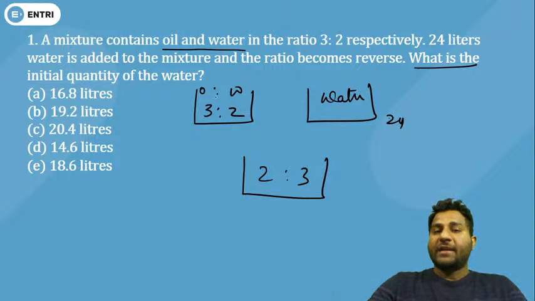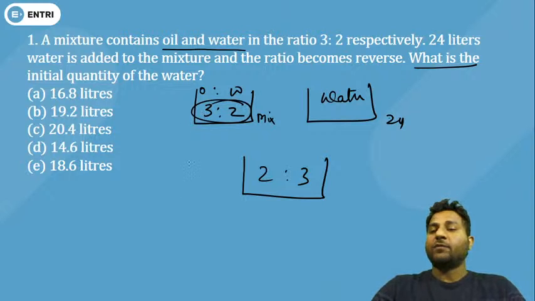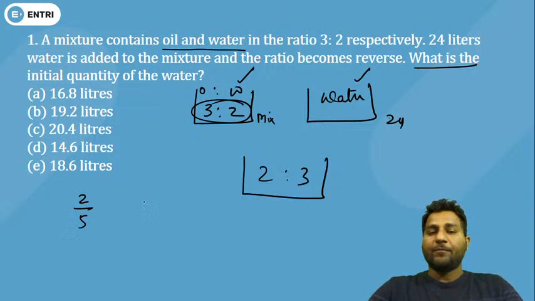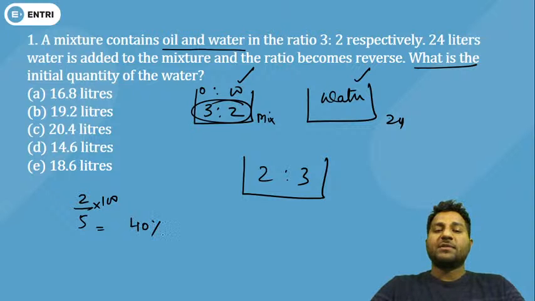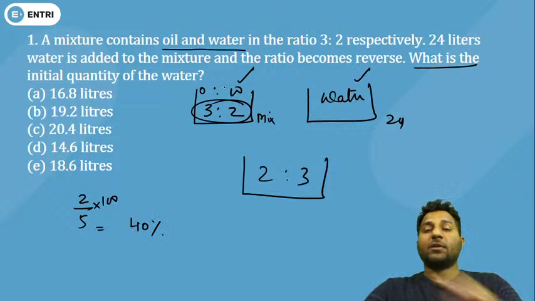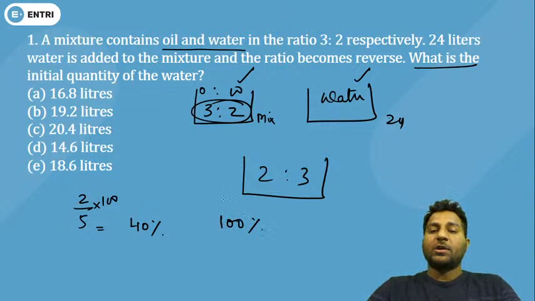If water is being added in the mixture, we have to take any one of the quantities. Let's say you took water because water is being added. So 2 by 5 is the water. 2 by 5 is 40% water in the mixture, added with pure 100% water, and that 100% is nothing but 24 liters, and the ratio reverses.